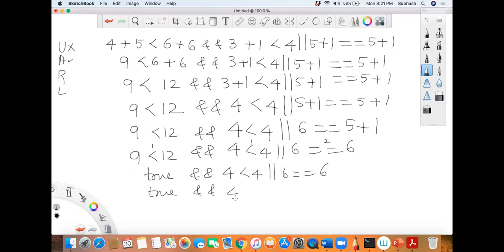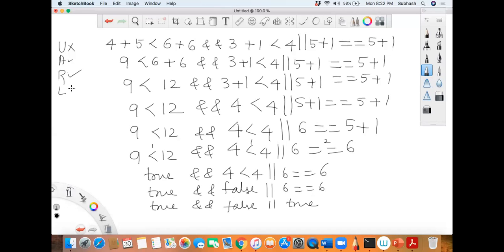And with 4 less than 4 is how much? False. This 4 less than 4, it is false. Okay, false or with 6 equal to 6. So now which one should I evaluate? 6 equals to 6. Yeah, so true and with false or with 6 equal to 6. This is true, isn't it? Okay. Now all relational operators are over.